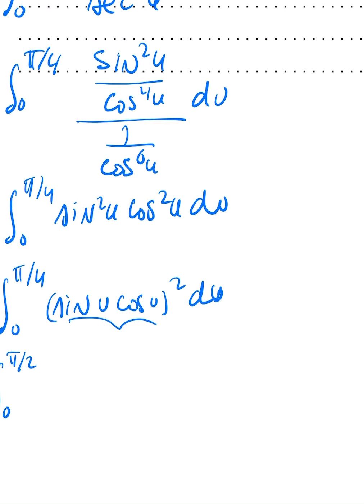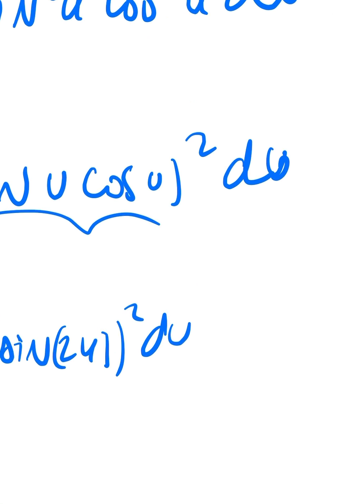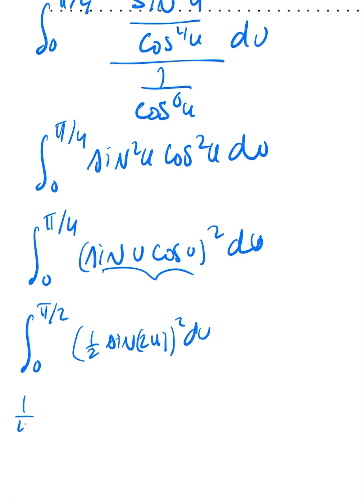So if you look at your trig identities, it looks a lot like sine of 2 theta. But it's 1/2 of that, right? So this will be 1/2 of sine of 2u, squared, du. Let me fix this u right there so it doesn't look like a 4. I'm going to pull out, so 1/2 squared is 1/4. So I'm going to pull that out.